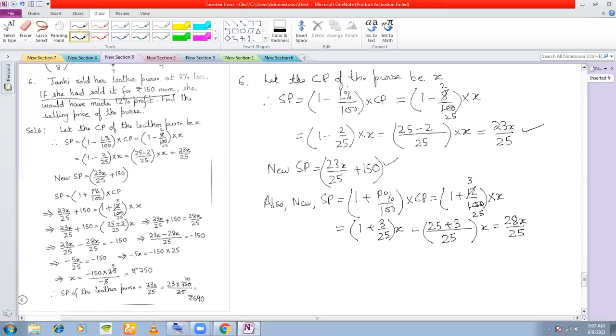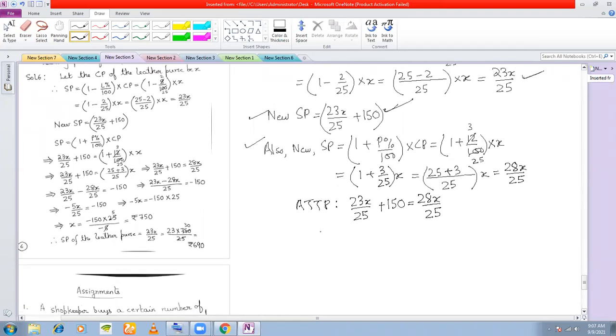You get 28x by 25. This is your new selling price. Both these selling prices must be the same, because if she's selling for 150 more, then she's making a profit of 12%. So according to the problem, 23x by 25 plus 150 must be equal to 28x by 25. Now this is an equation. If we solve, we'll get the cost price X. So let's proceed to solve this.